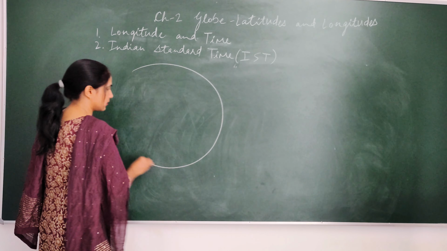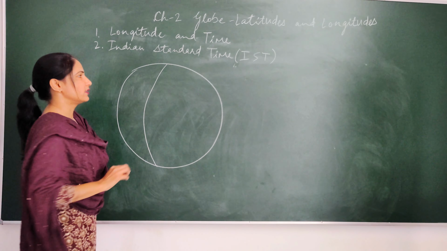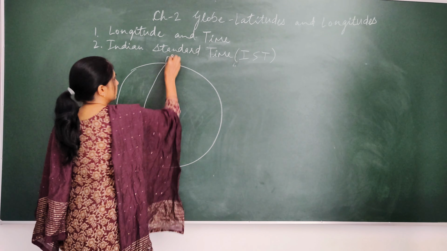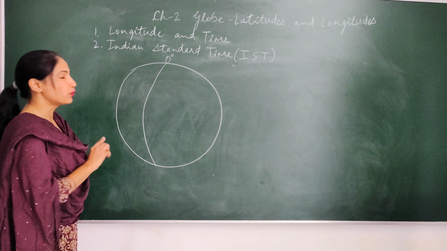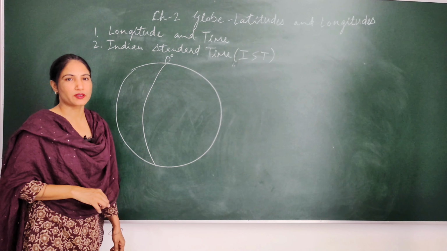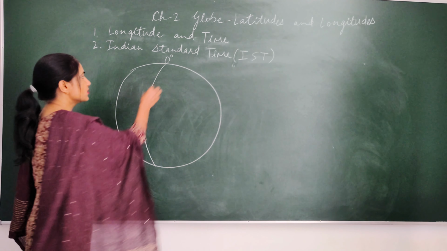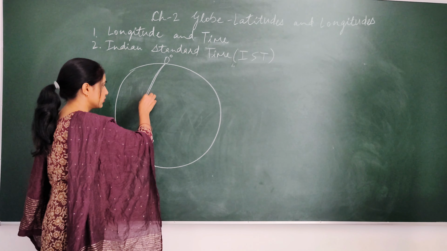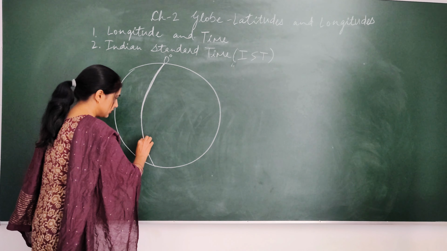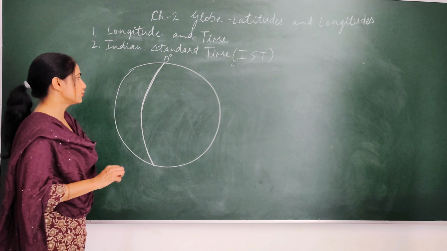Let's understand, this is our Earth. This is the important longitude that runs from the North Pole to the South Pole, located at 0 degree. This is the prime meridian, the important reference line. The prime meridian is located at Greenwich, a village near London. It is the important reference line that helps us in locating the times at different longitudes.